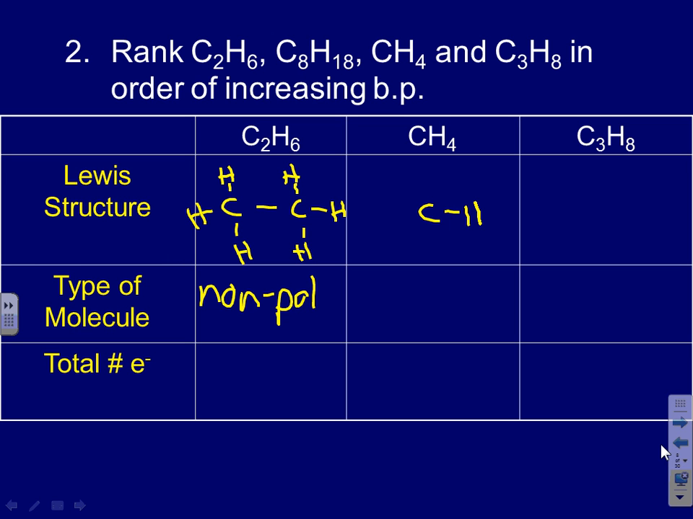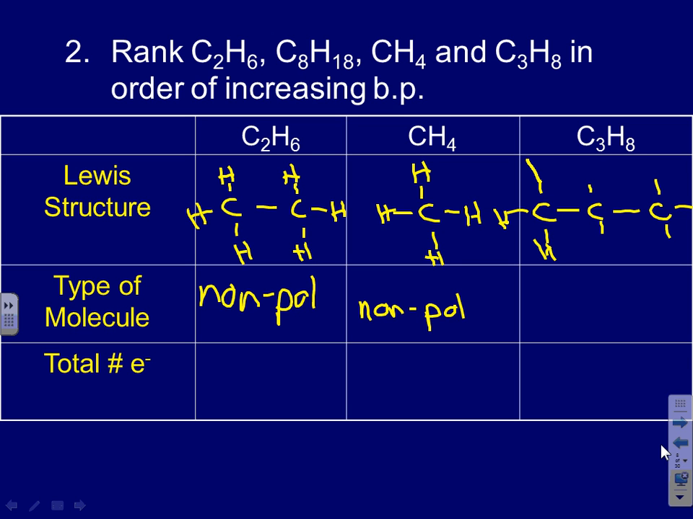Same with CH4. They're symmetrical as well, but it doesn't matter. Nonpolar. And same with C3H8. Oops, that's right off the edge of the screen. And again, all of those bonds are less than 0.5, nonpolar. So let's look at the electrons.